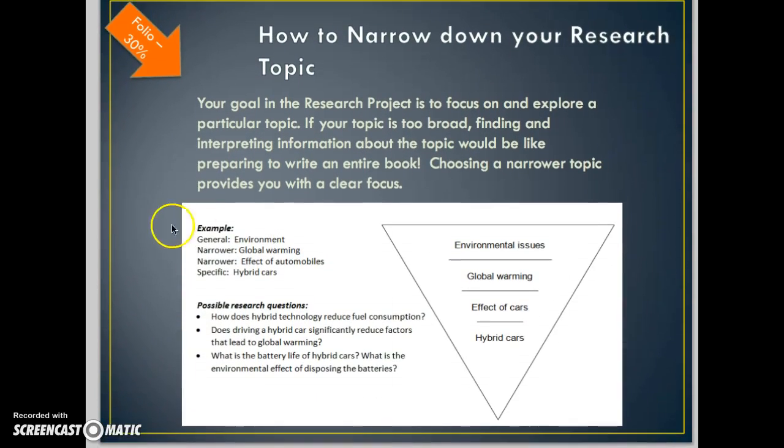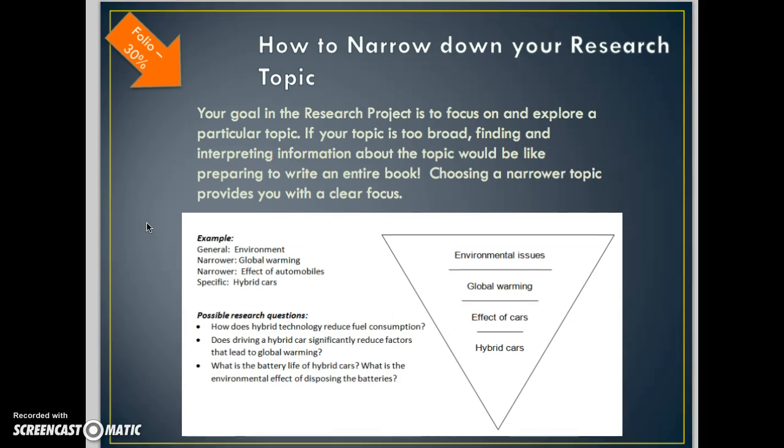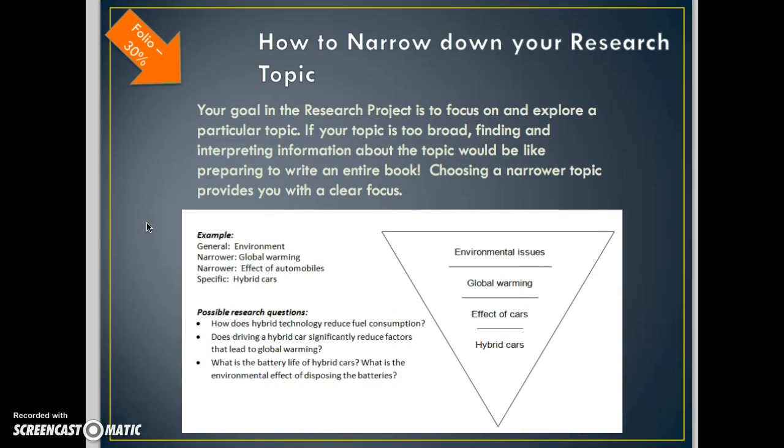This is how we narrow down your research topic. So your goal in the research project is to focus on and explore a particular topic. If your topic is too broad, finding and interpreting information about the topic would be like preparing to write an entire book. So you need to choose a narrower topic that provides you with a clear focus. So here's the example. Up the top of the narrowing down triangle, we have environmental issues, then global warming, then the effect of cars, and then hybrid cars.